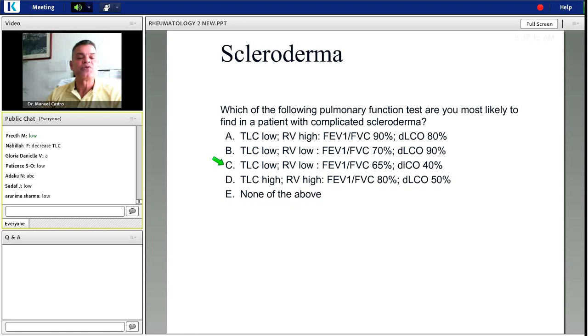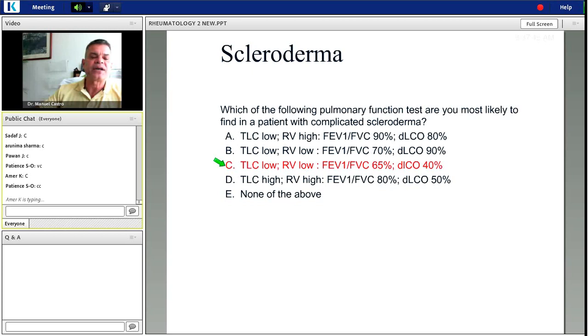Now, the most important thing that you have to look at is not so much the FEV1 over FVC, because this could be low or it could be normal. But the actual DLCO, what does the DLCO tell you about the diffusing capacity of the patient? Guess what? If there is permanent damage to the lung itself, and is there permanent damage in patients with scleroderma in the lungs? Is there fibrosis in the lungs and damage? Absolutely. If there's permanent damage, you're going to have a low DLCO. If there's no damage, you're going to have a normal DLCO. So therefore, what is the actual answer for this patient? Absolutely. You should have no doubt about this. C. C is what the answer is. Make sure you know that, okay?